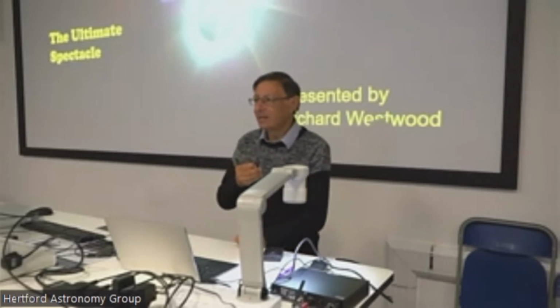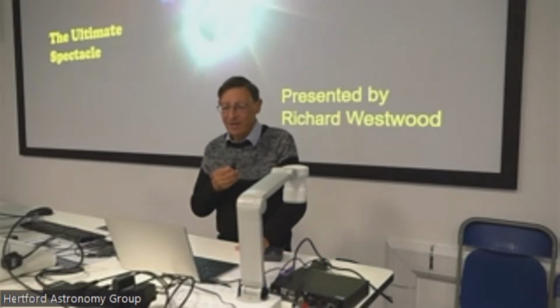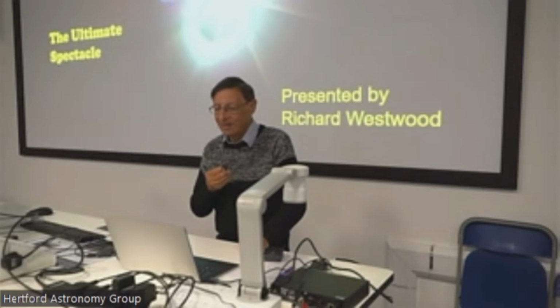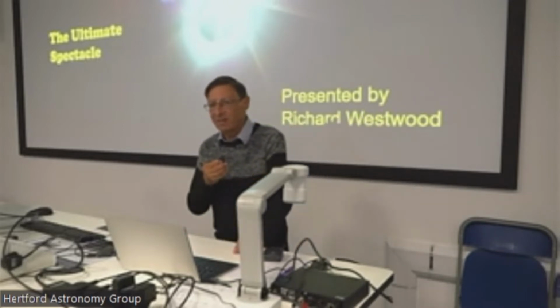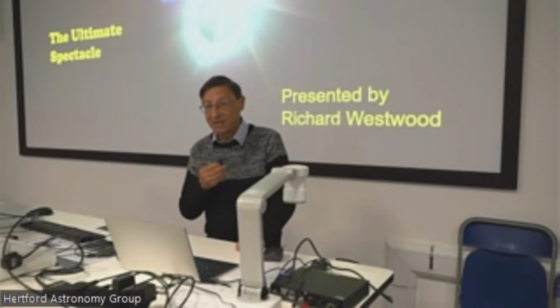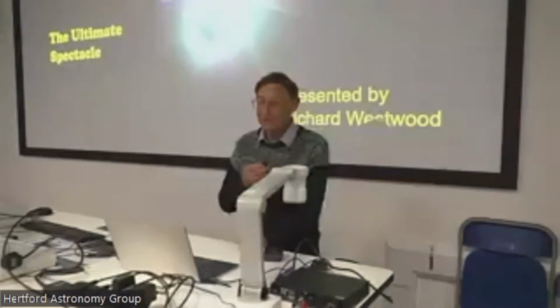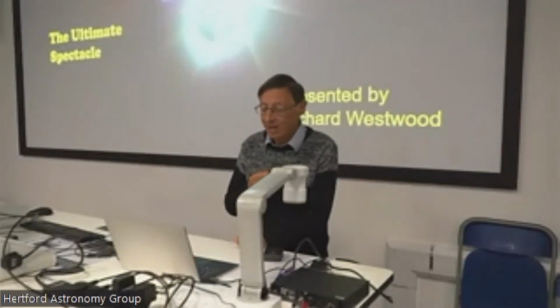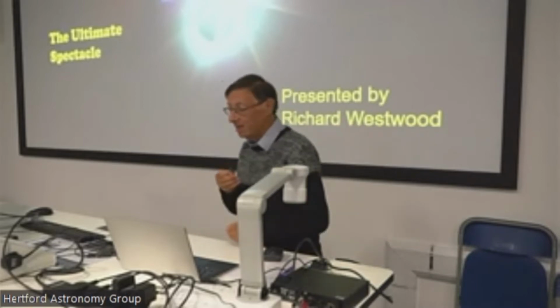He started his interest in astronomy from a Pelican book, and he's now quite an interested observer. He has a 100mm refractor, which is a good size for a refracting telescope. That's quite something. And his subject this evening is, as you can see, eclipses.